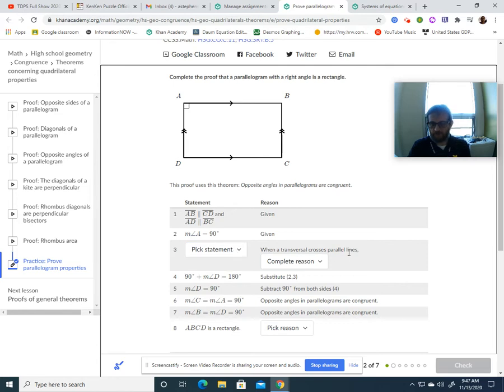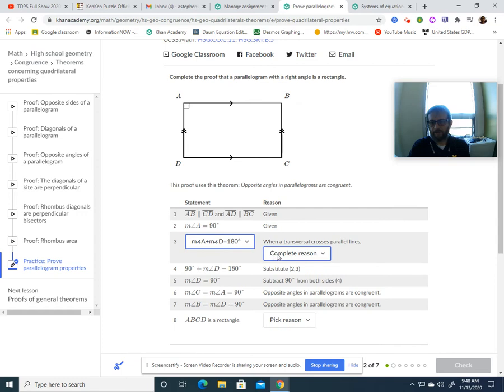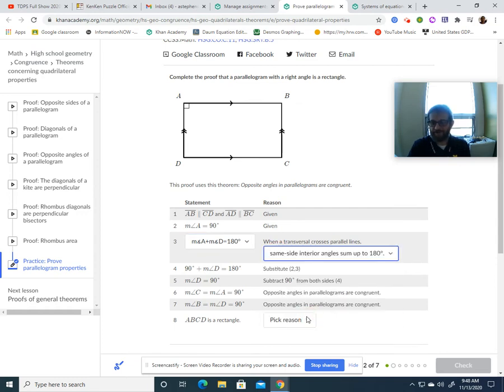When a transversal crosses parallel lines, this angle and this angle are called same side interior angles, and they have to add up to 180 degrees. And the reason is same side interior angles add up to 180 degrees. We just know that property.